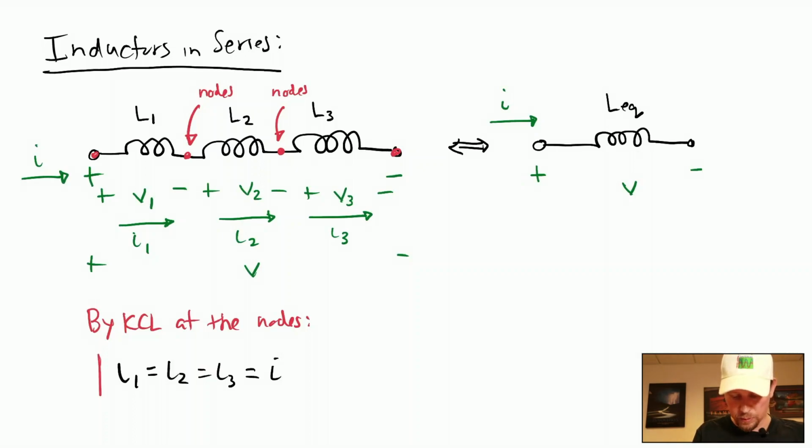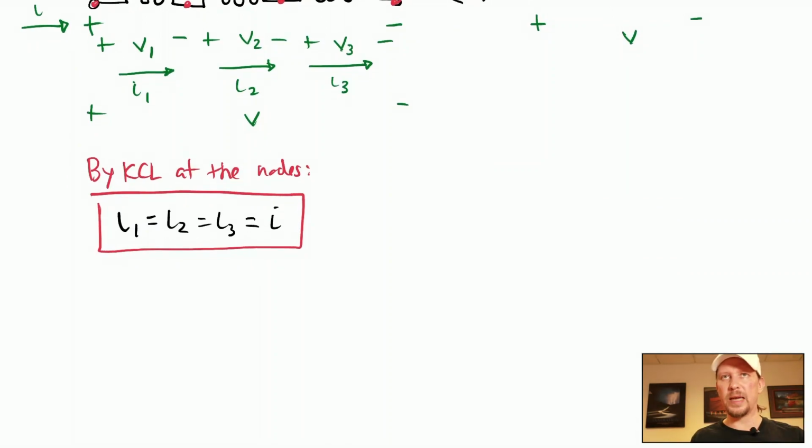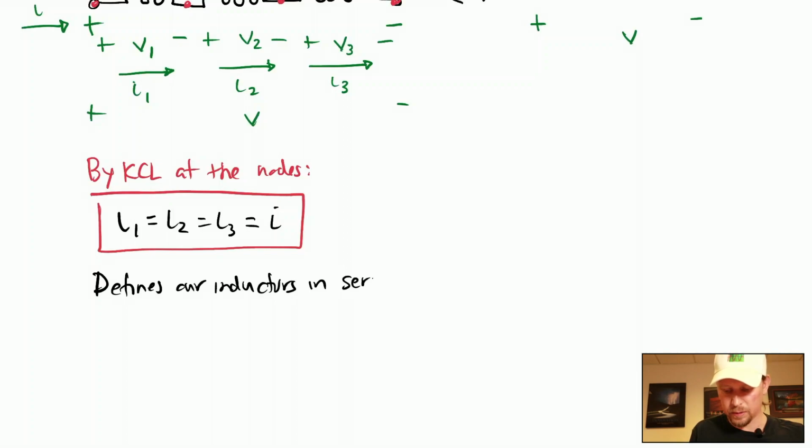Now this is an important relationship because this is what defines elements in series. This is literally the definition of elements in series. When by KCL we're forced to conclude that all of the currents are the same, that's what is meant. So this defines our inductors in series. And we'll see how this gets used here in a second.